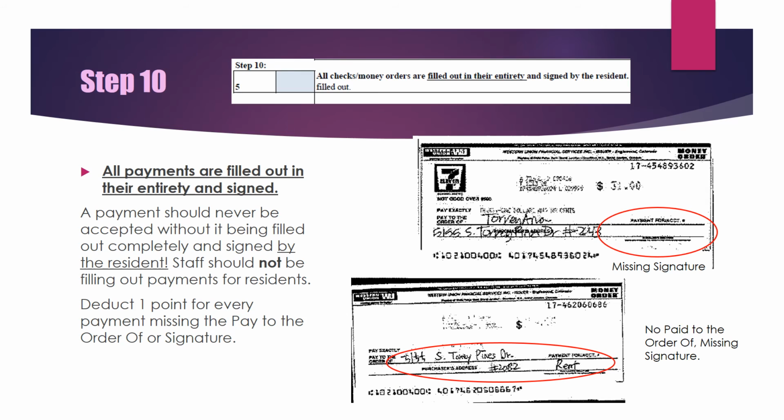Step 10. All payments are filled out in their entirety and signed. A payment should never be accepted without it being filled out completely and signed by the resident. Staff should not be filling out payments for residents. Deduct 1 point for every payment missing the pay to the order of or signature.